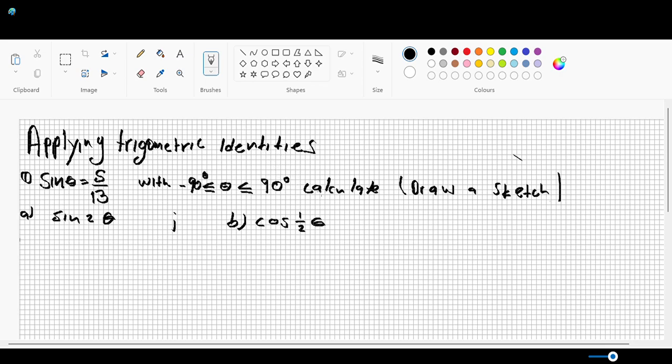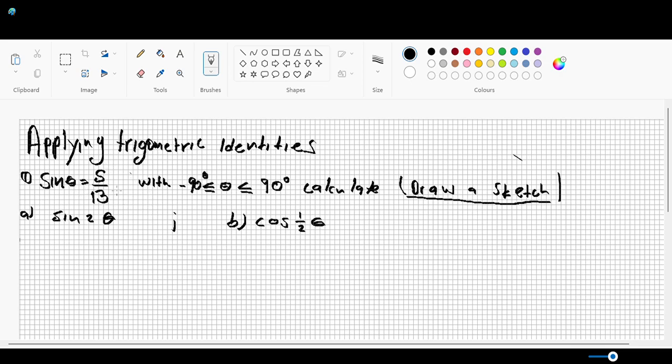And now they say calculate. Remember, when you calculate, they require you to draw a sketch. So you need to draw a sketch in order for you to calculate the following problem. So we have the first problem, which is going to be sine 2 theta, and the other problem B, which is going to be cos half theta. So you need to be able to do these two problems with this information.